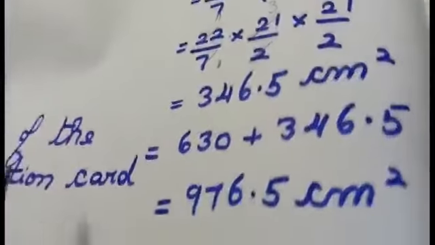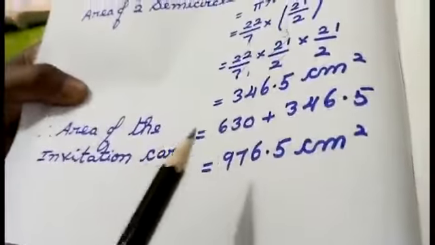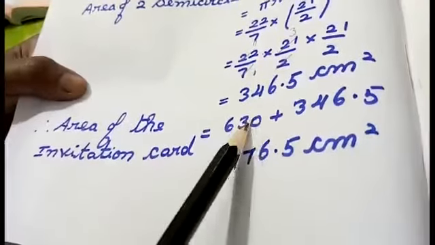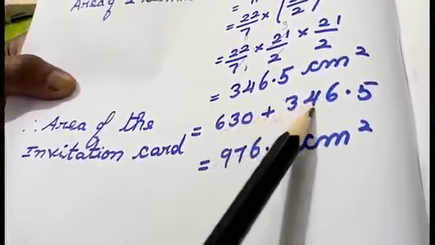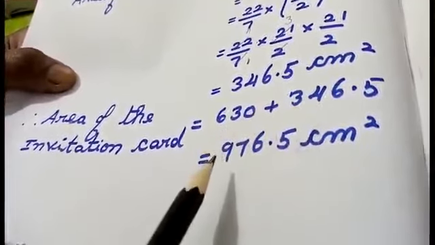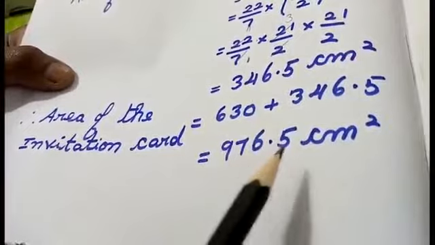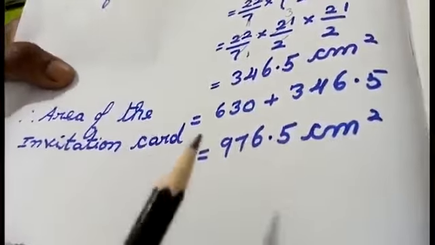What is the question they are asking you? Find the area of the invitation card. So I'm just adding those two answers, that is area of rectangle plus area of two semicircles. Finally I will get the answer as 976.5 centimeter square.